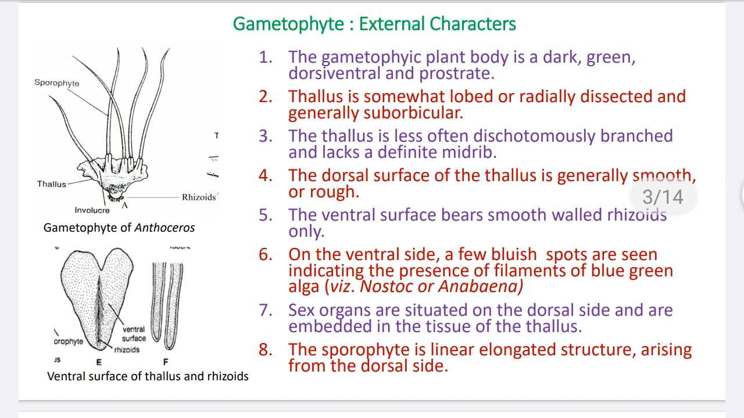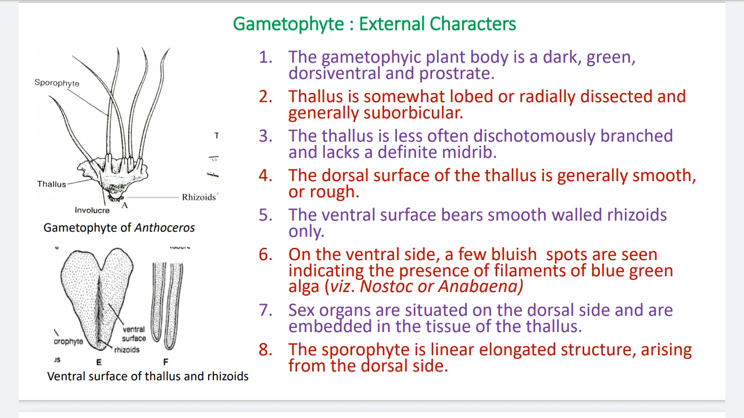Gametophyte external characteristics. Gametophyte means gametophytic plant body. Gametophytic plant body means gametangia producing plant body. Gametangia means male gametangium and female gametangium. Male gametangium is the male reproductive organ. Female gametangium is the female reproductive organ. Male gametangium is the antheridium and female gametangium is the archegonium. So the antheridia and archegonia producing plant body, or gametangia producing plant body, is called the gametophytic plant body.